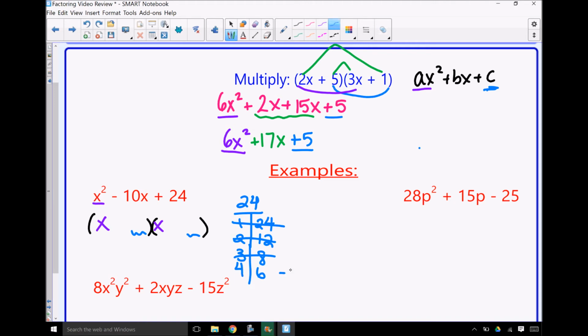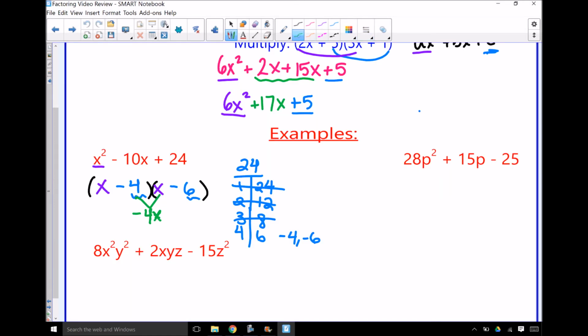Well, if I have negative 4 and negative 6, that multiplies together to give me positive 24, but it adds up to give me negative 10, exactly like I want, so that will work for me. Let me just do a double check to make sure. This gives me negative 4x, and this also gives me negative 6x. When you add them together, you get the negative 10x that you want, so you are good to go. So this is our final answer right here, okay?